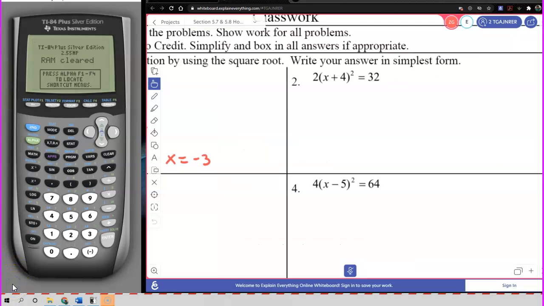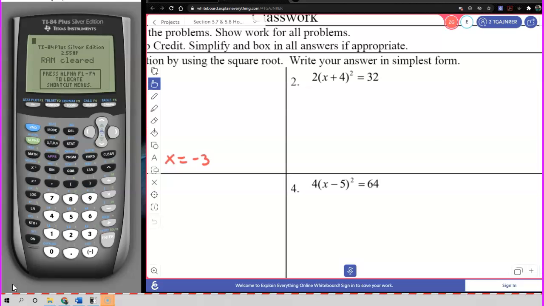So number 2, we're going to go ahead and do the same steps just like we did number 1. We're going to go ahead and divide both sides by 2. So what we're left with is x plus 4 squared is equal to 16, since 32 divided by 2 is 16.